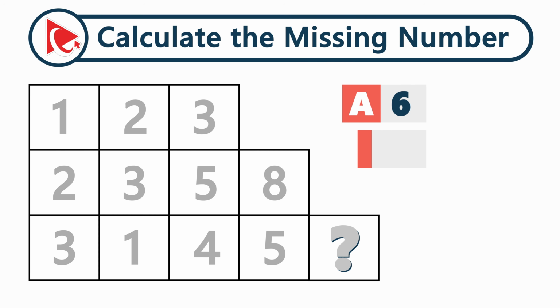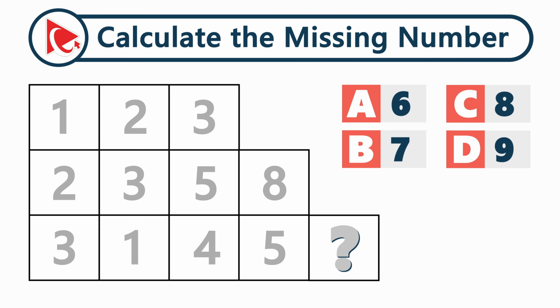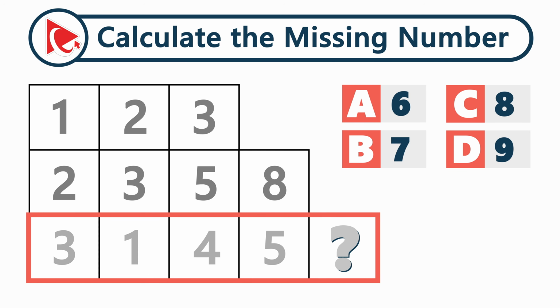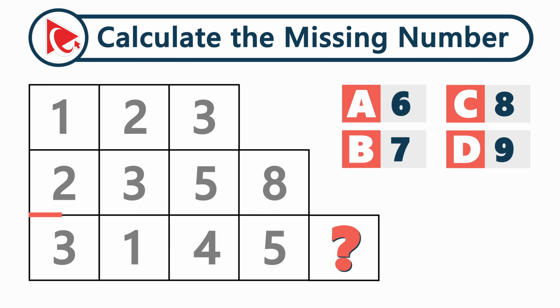In this question, you're presented with a very interesting shape, which reminds me of a half pyramid. The first row of this shape has numbers 1, 2, and 3. See the pattern here? Second row has numbers 2, 3, 5, and 8. And third row also has 4 numbers, 3, 1, 4, and 5. And the fifth number is missing. You need to calculate the missing number and select your answer out of 4 possible choices. Choice A, 6. Choice B, 7. Choice C, 8. And choice D, 9.